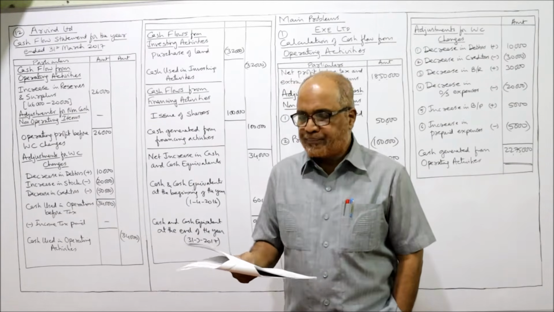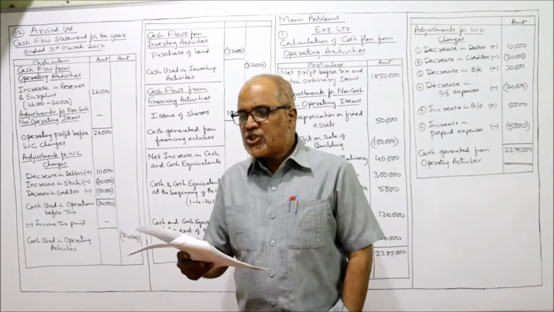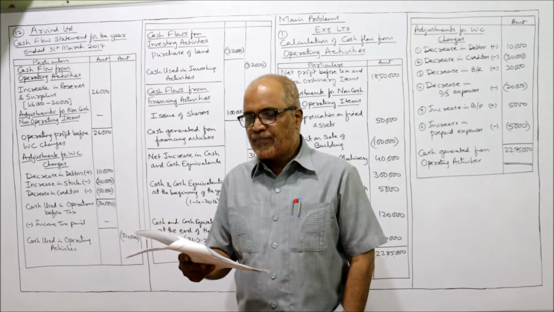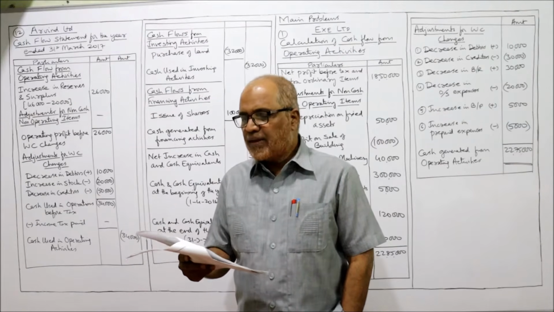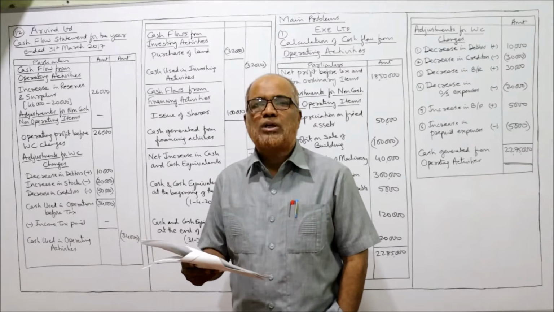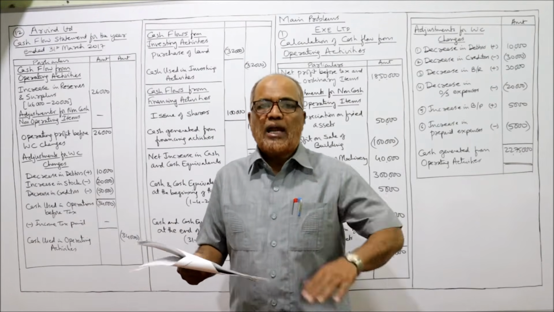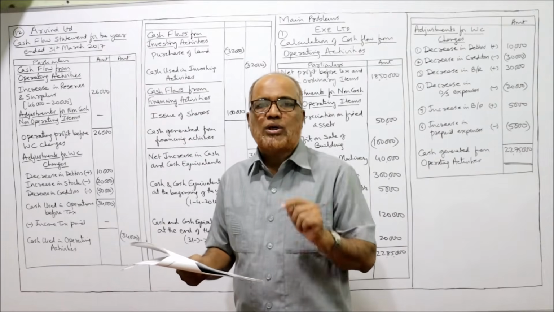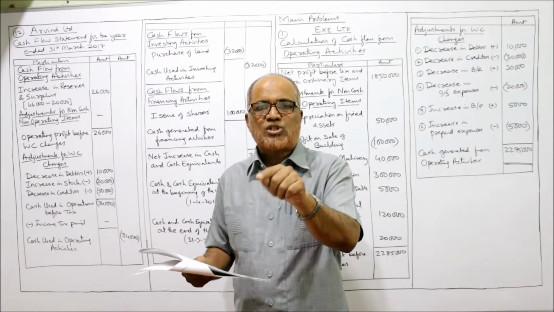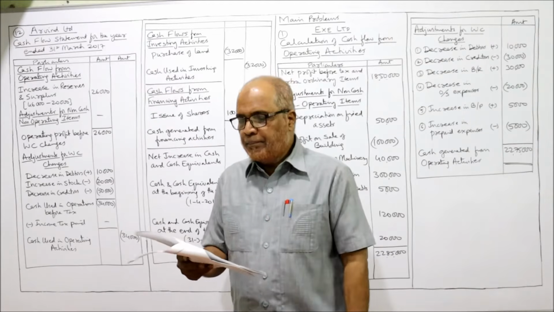Now 12th problem. From the following balance sheet of Arvind Limited, you are required to prepare cash flow statement. So here two balance sheets are given: 31st March 2017, then 31st March 2016. So last year 2016, current year 2017. So we have to make the cash flow statement for the year ended 31st March 2017.